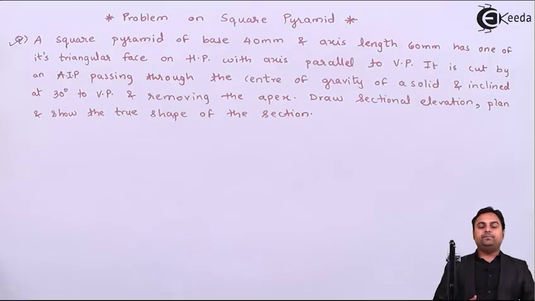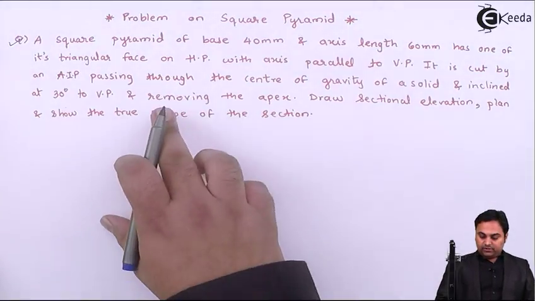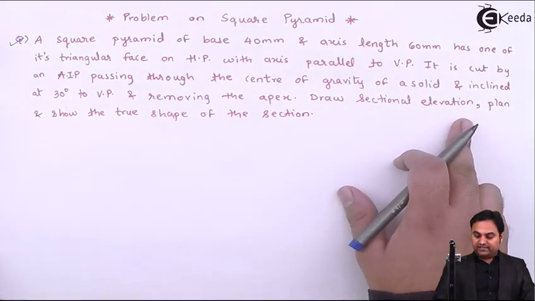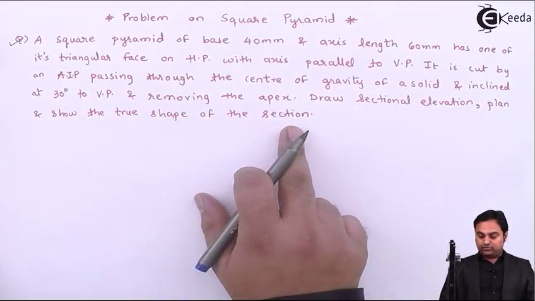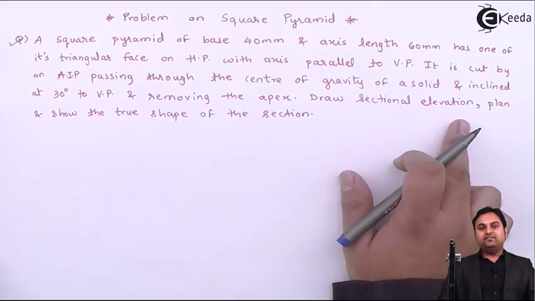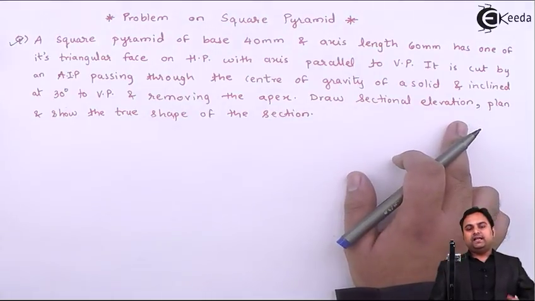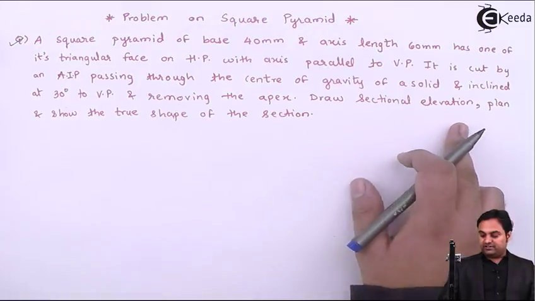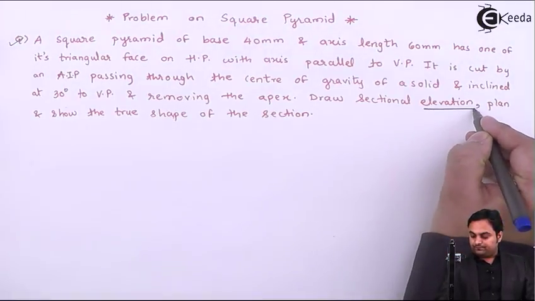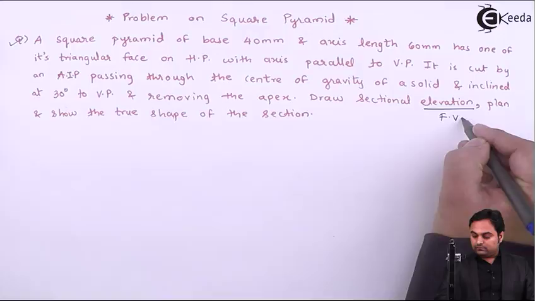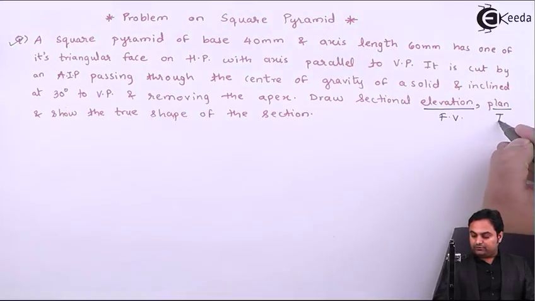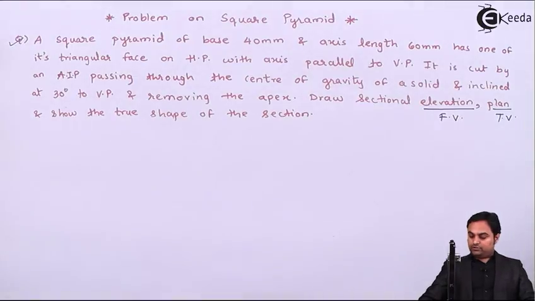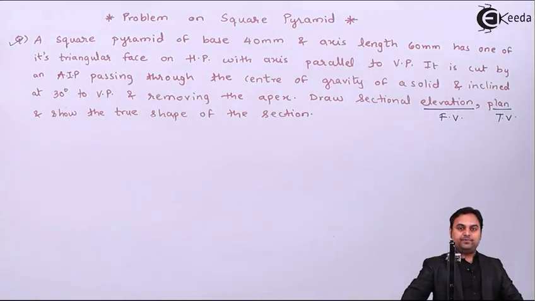Inclination 30 degree to VP will be visible in HP. And removing the apex, the condition is given. Draw sectional elevation, plan and show the true shape of the section. Sectional elevation means sectional front view. Elevation is the other name for front view. So we have to draw the sectional front view. Plan means top view and show the true shape of the section. So first I'll draw the diagram of a square pyramid.